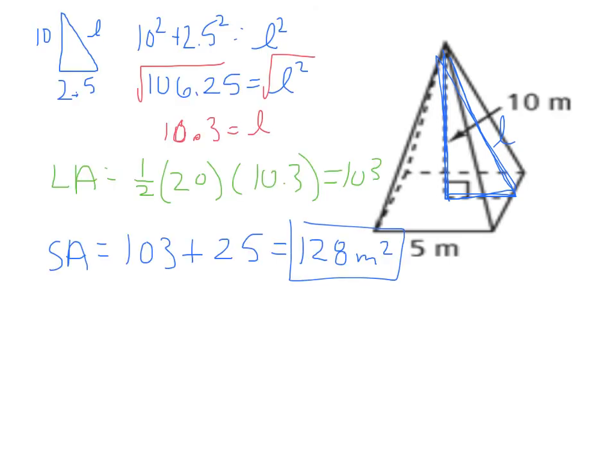So you should have gotten your slant height to equal about 10.3 using a squared plus b squared equals c squared. And then your lateral area is 1/2 times the perimeter, so 5 times 4, times your slant height. And then add your lateral area plus the area of your base, and that gives you the 128.